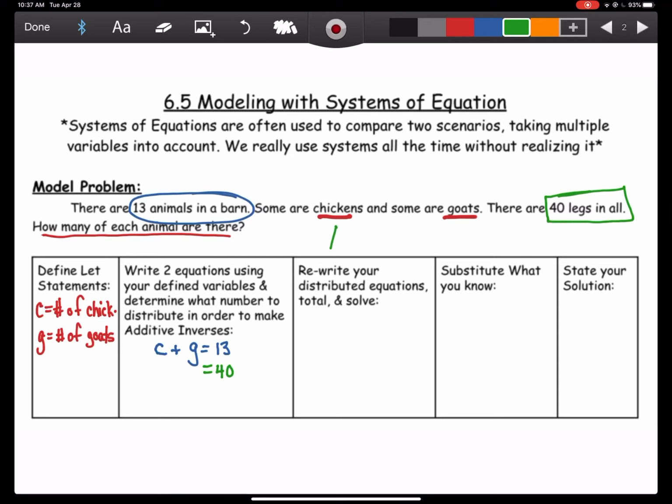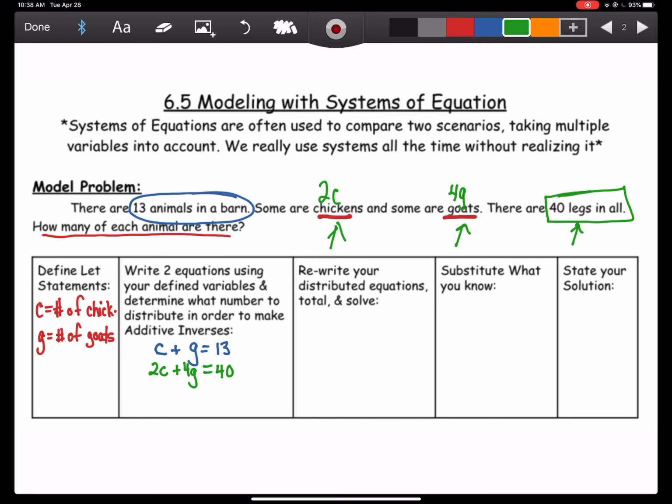So, what could we do? Well, come back up here. What do we know about chickens? And what do we know about legs? And what do we know about chickens and their legs? We know that there are 2 legs per chicken. That's like saying 2C. And what do we know about goats and their legs? Well, we know there are 4 legs per goat. So that's where this other equation is going to get its C term and its G term. So now we have 2C plus 4G.